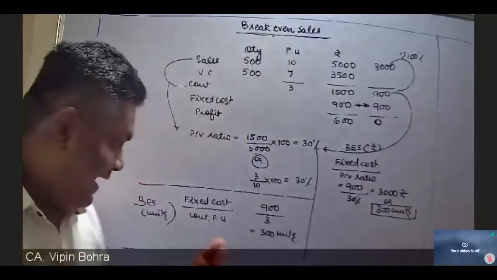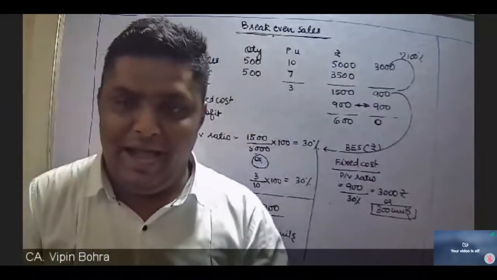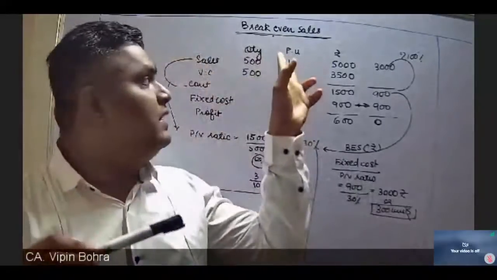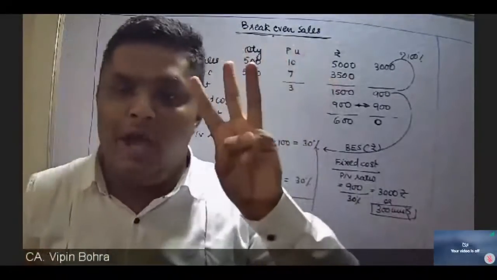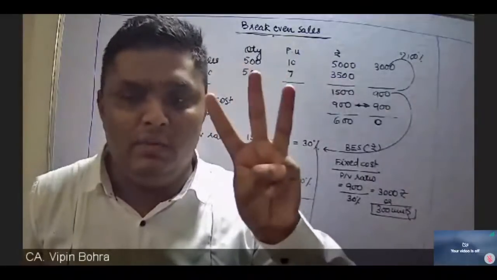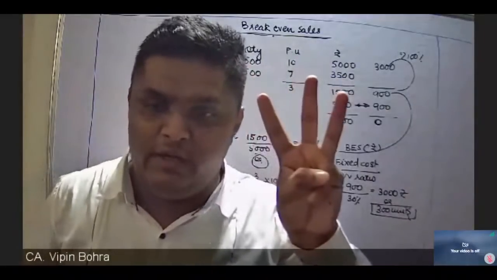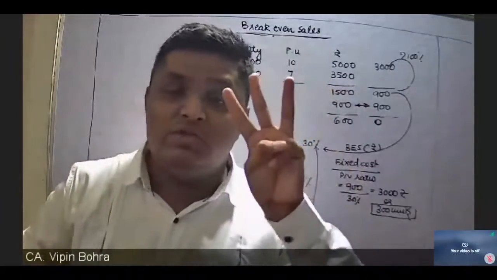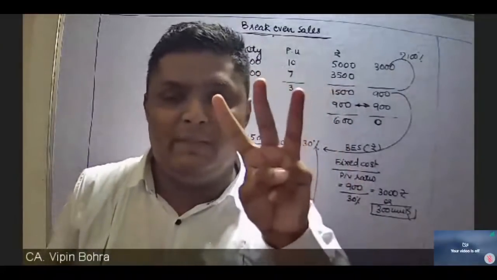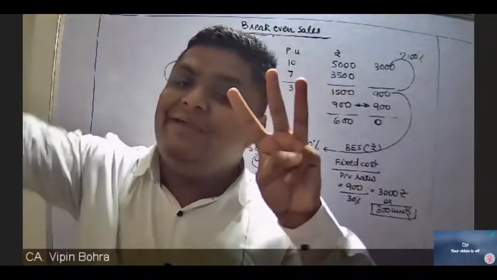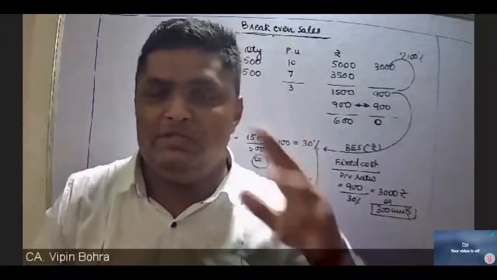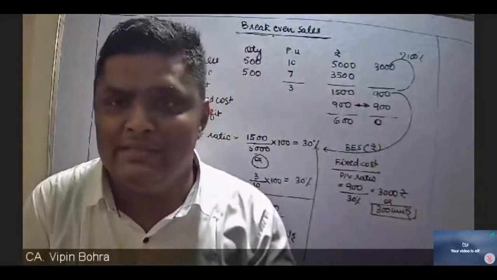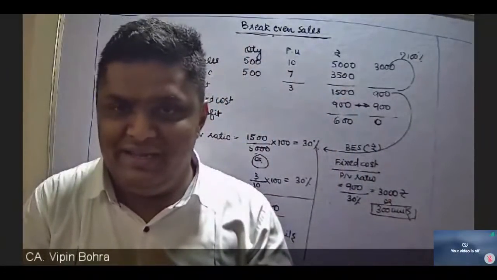Why does this come? I repeat again, this pen is manufactured at a cost of 7 rupees, sold for 10 rupees. So how much I am recovering per pen? 3 rupees. Now my first target is what? To recover my fixed cost. My fixed cost is 900. So if I am recovering 3 rupees per pen, and in aggregate I have to recover 900 rupees, how many pens do I have to sell? Very simple. 300 pens. Hopefully this part is clear now, guys.